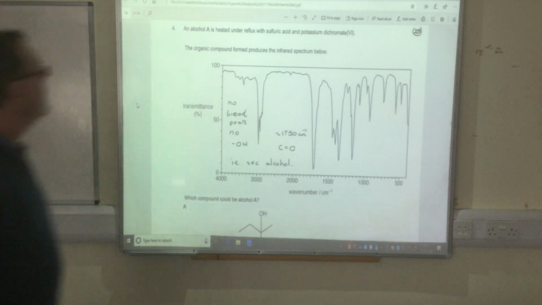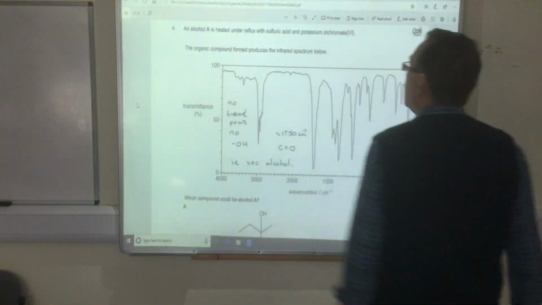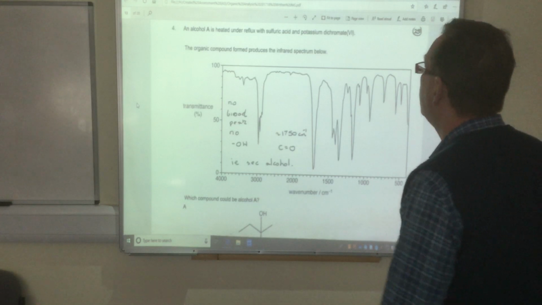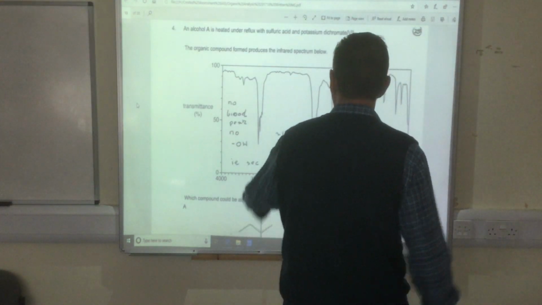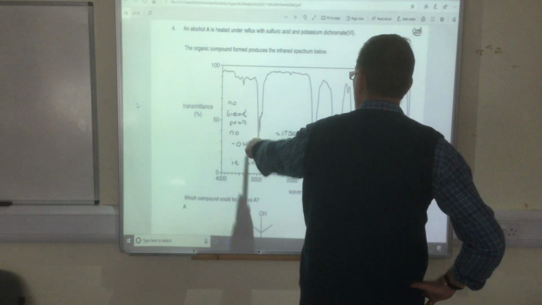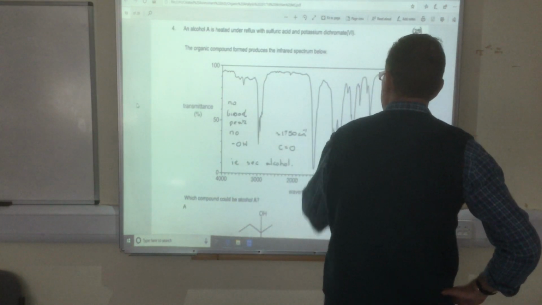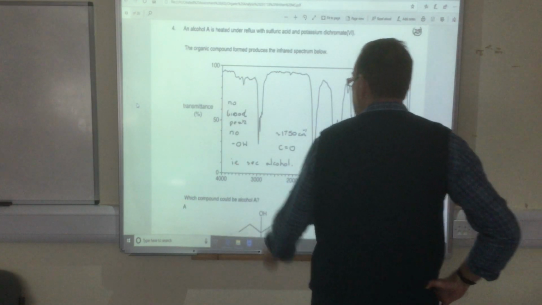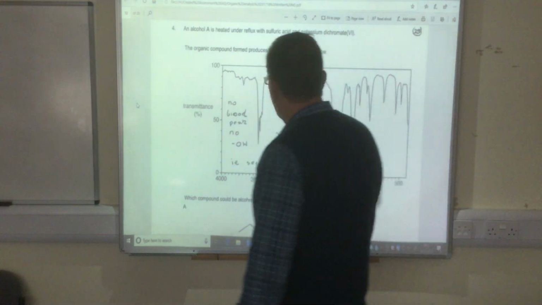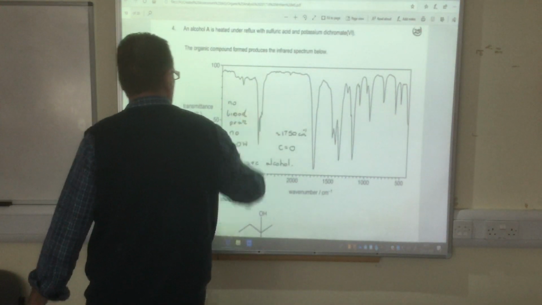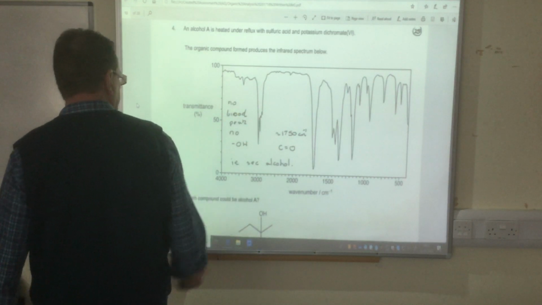Right, this is alright. Alcohol A heats under reflux with sulfuric acid and potassium dichromate, and the organic compound formed produces the infrared spectrum below. There it is, look. Lovely infrared spectrum, no broad peak at OH, a sharp peak at 1750. Alcohol A must be a secondary alcohol to have given me that, with no OH. It must have formed a ketone.